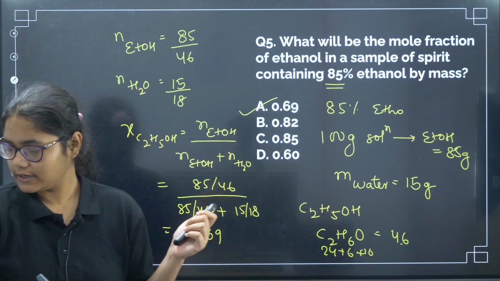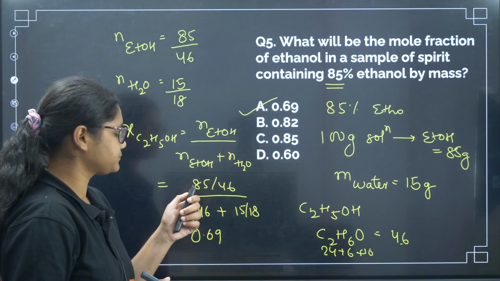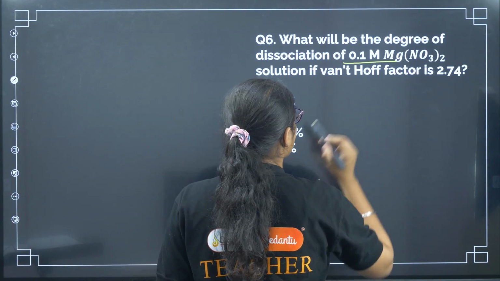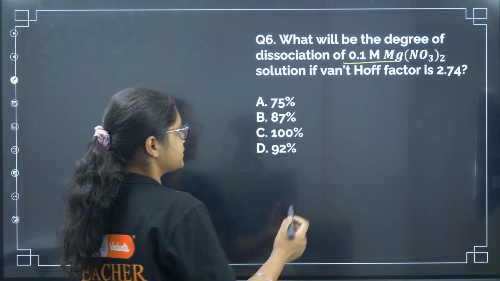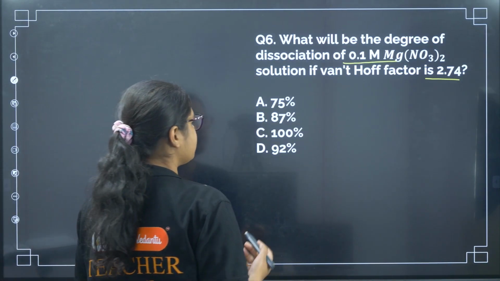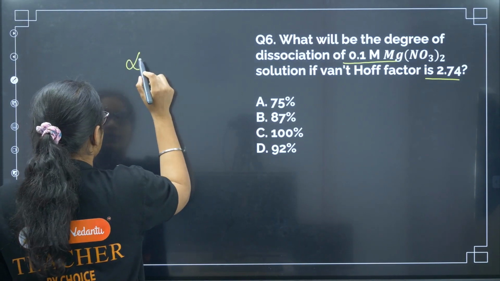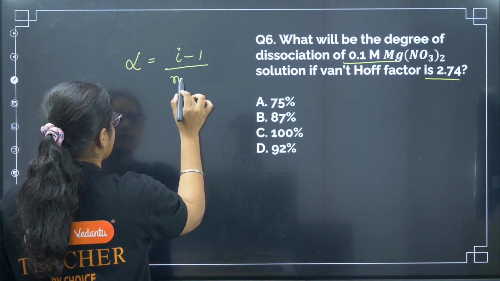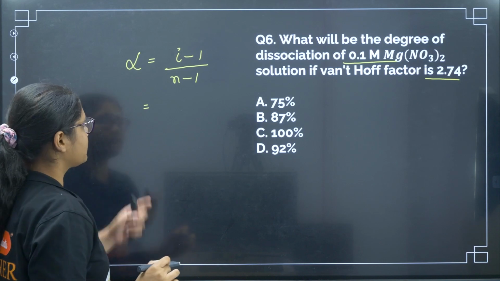Okay, now let us see the next question. What will be the degree of dissociation of 0.1 m magnesium nitrate solution if the Van 't Hoff factor is 2.74? This question is from your Van 't Hoff factor, where for dissociation, alpha is equal to i minus 1 by n minus 1, right? So we have to calculate alpha.